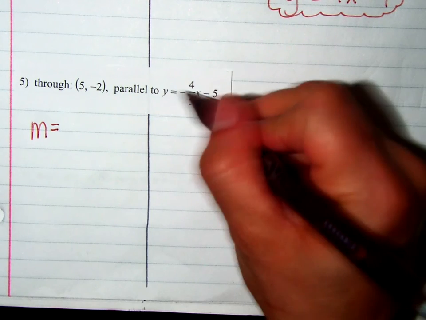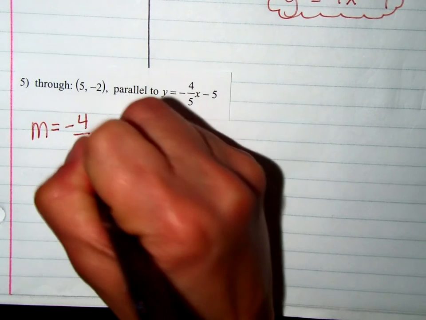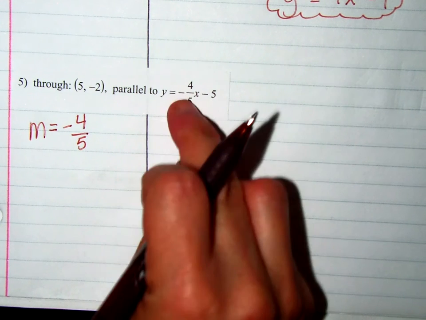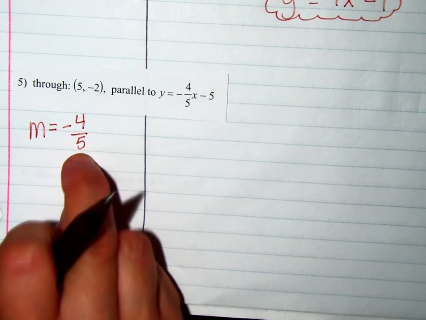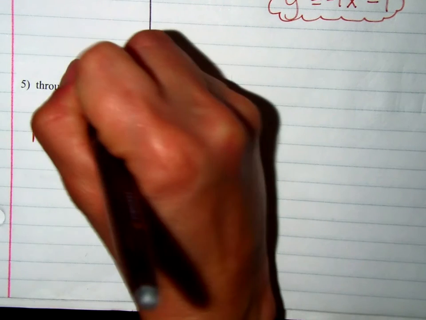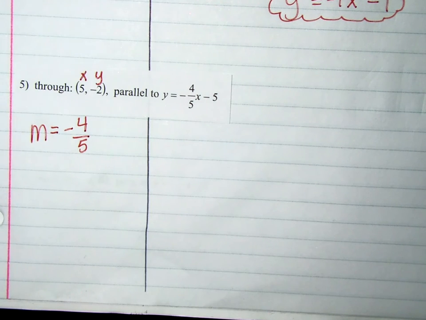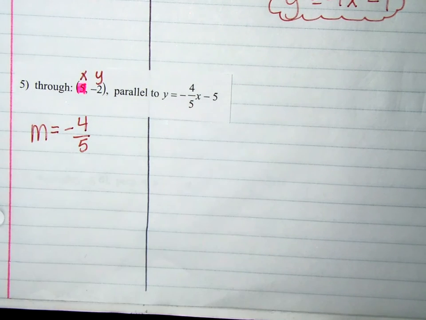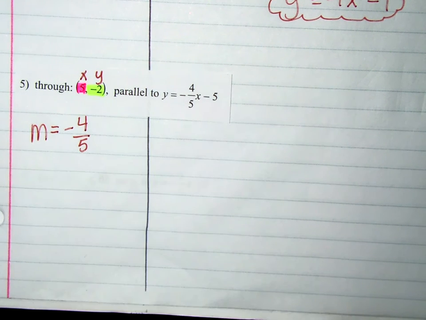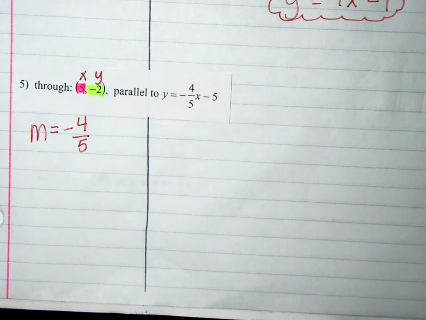Remember, it's y equals mx plus b. So in our case, it's negative 4 over 5. Because we want a line parallel, that means we want the same slope. So we're going to use that. I'm going to label my ordered pair, x, y. And now I'm going to color code all of my pieces. So that's pink, this one's yellow, and m is going to be blue.